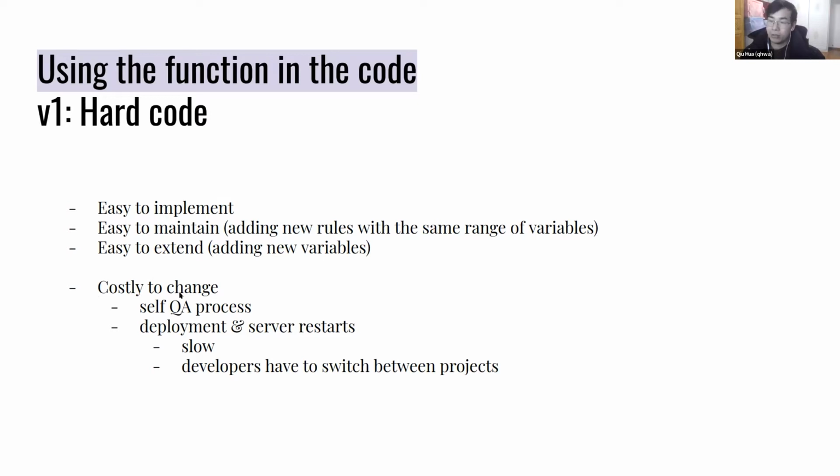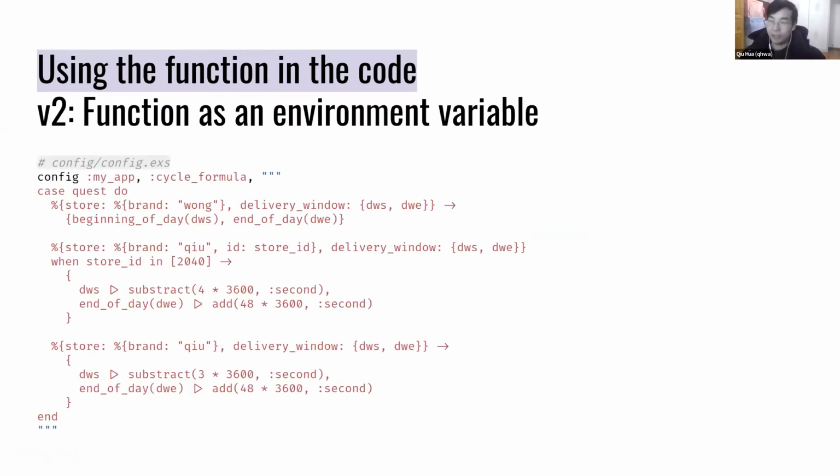However, it's very costly to change. Whenever we want to change, we need to change the code and the module, do a self QA process maybe, do a deployment, and restart the servers. The whole process is very slow. And I think the most important thing is that developers need to switch between projects. I have to stop the current project I'm working on just to make some changes to the rule. So definitely it's not an ideal way. We can make a better version of it.